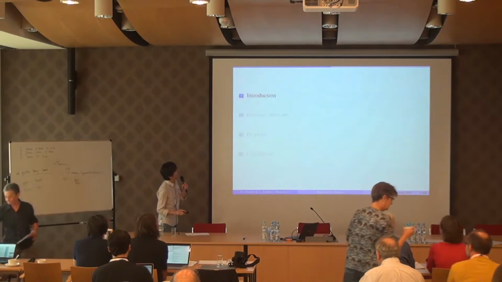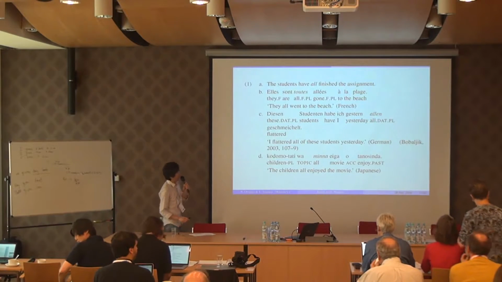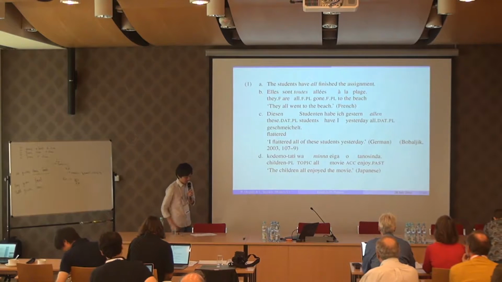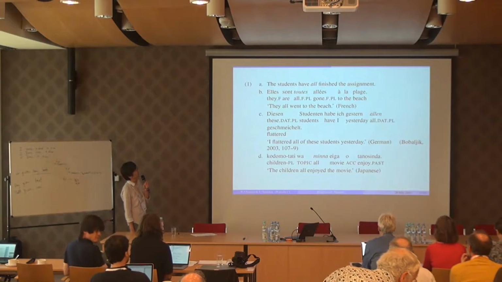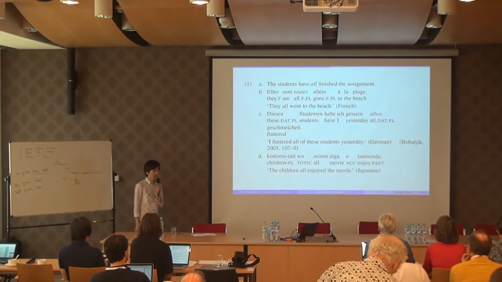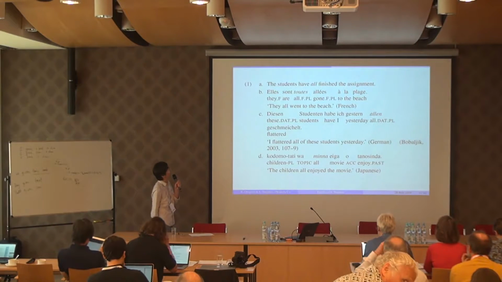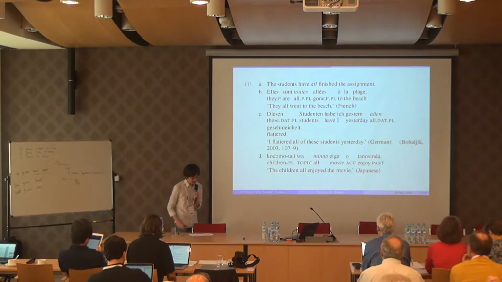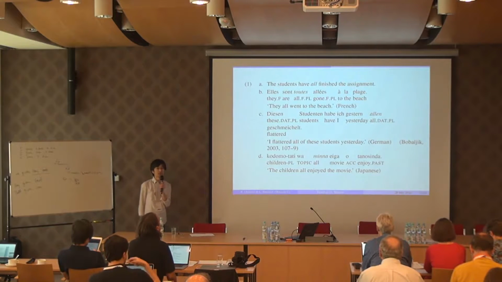Okay, thanks. Right, the data we're going to discuss in this talk are given in 1, so-called floating quantifiers. The common property across those different examples is that the quantifiers all appear outside of the noun phrase. Take an English example, 1A: all appears at the edge of the verb phrase. So, all finish the assignment, but semantically this all modifies the noun phrase, the students.